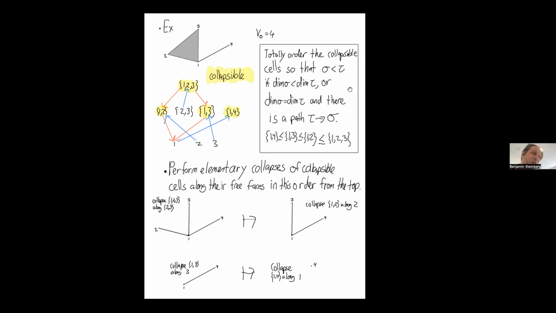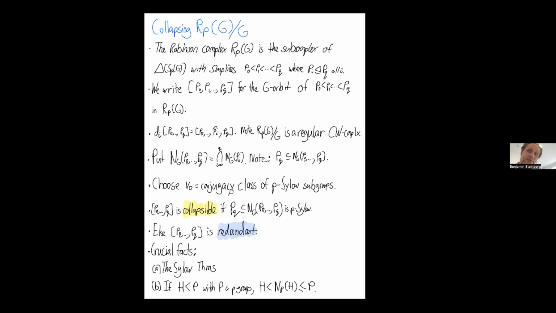And that's exactly why we have the down arrows send guys to their faces. So that way it will be bigger than anybody whose free face is a face of it. That's the idea. Okay, so it takes a little thought, but that's how it works.